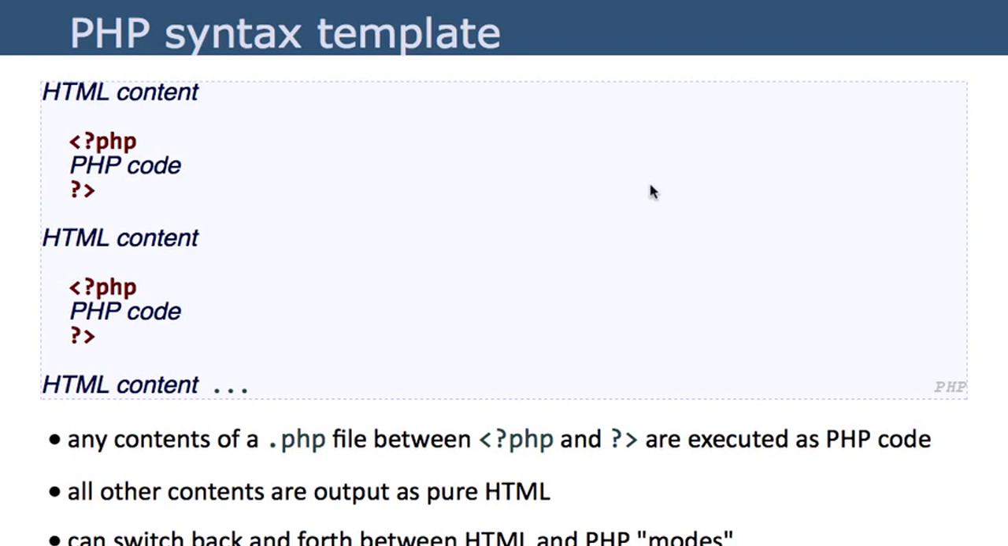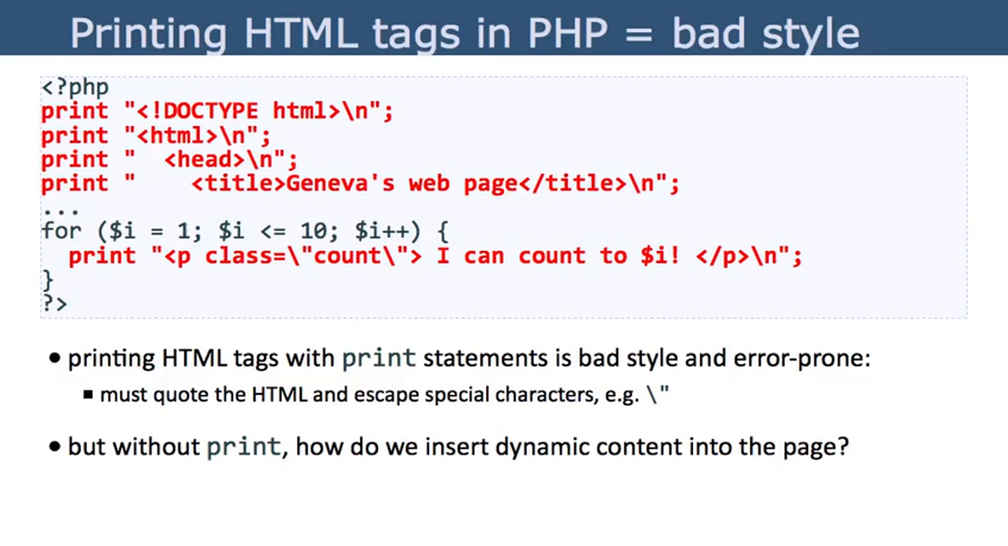So the idea is that PHP lives inside of HTML code. So anything outside of a PHP block is interpreted automatically by the browser as HTML. So if we output characters that are HTML stuff, then the browser will interpret them that way. So we could do something like this if we wanted to. We could print all these HTML characters.